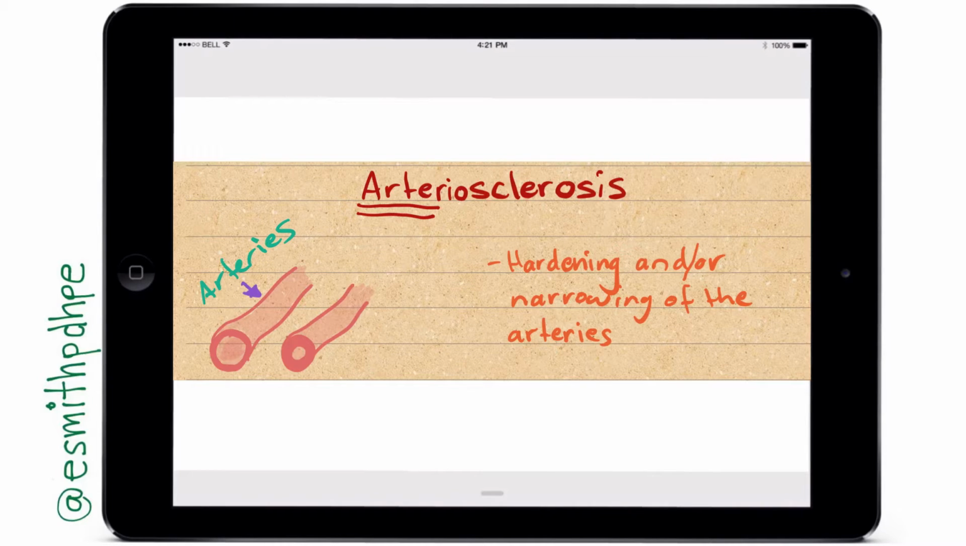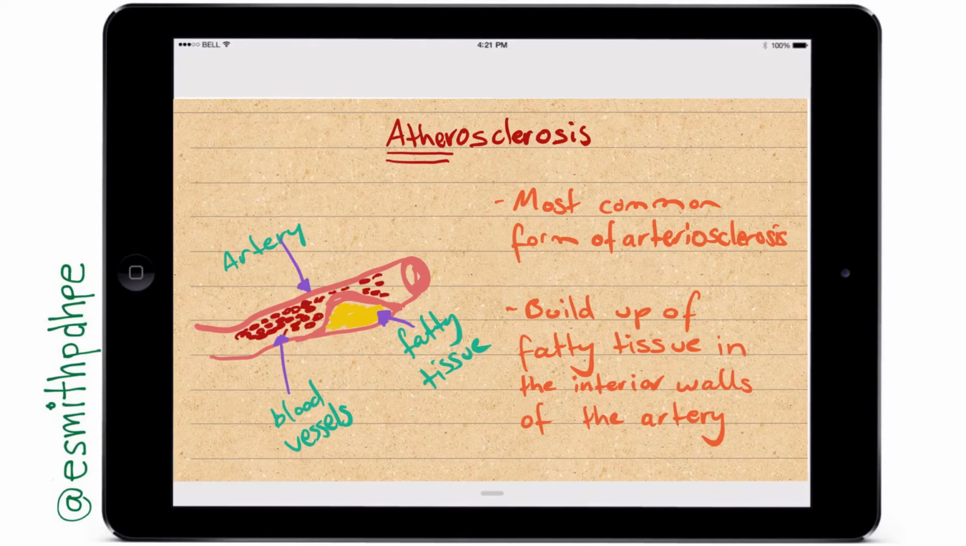So a form of arteriosclerosis is atherosclerosis. And atherosclerosis is the most common form of arteriosclerosis. And basically what happens is you get a build-up of fatty tissue around the interior walls of the artery, which basically means that blood flow has more difficulty travelling through the arteries, and therefore blood flow to the heart and the rest of the body is decreased.